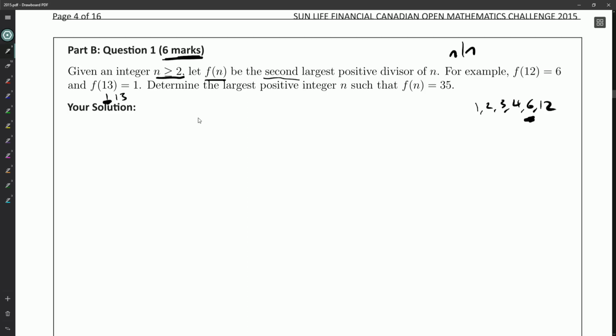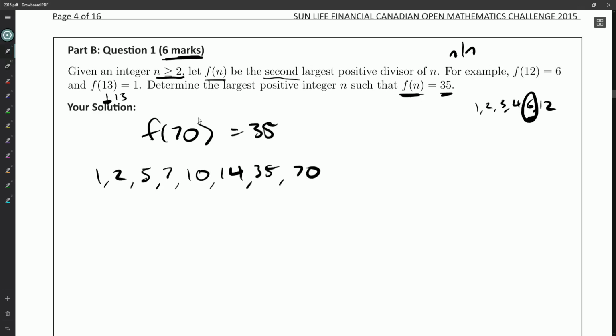Determine the largest positive integer n such that f(n) is 35. Okay, so 35. Well, can we find any number at all where f(n) is 35? Well, looking at the example of 6 here, why is 6 the biggest, and how can we get 12 from 6? Well, if we just double it, shouldn't it work? So f(70), for example, should have factors 1, 2, 5, oops, I missed 7, 5, 7, 10, 14, 35, 70. So that one certainly works.